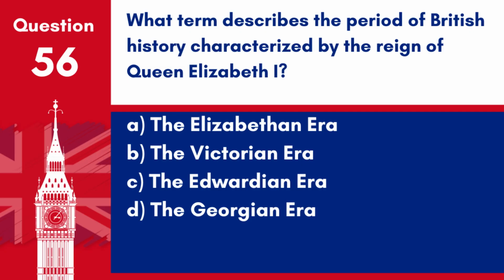A. The Elizabethan era. B. The Victorian era. C. The Edwardian era. D. The Georgian era. Answer: A. The Elizabethan era. The period of British history during the reign of Queen Elizabeth I is known as the Elizabethan era, noted for its advancements in the arts, exploration and literature.